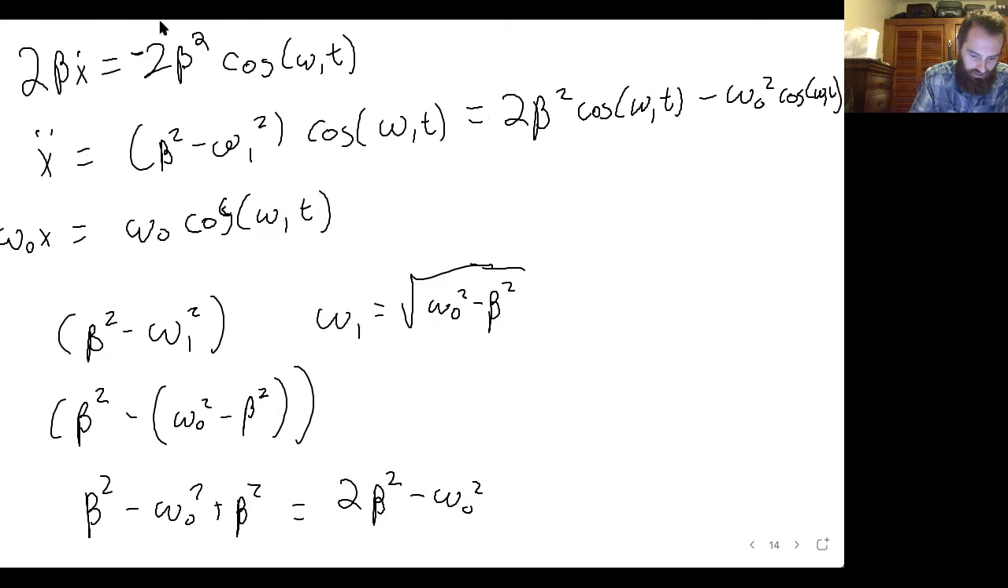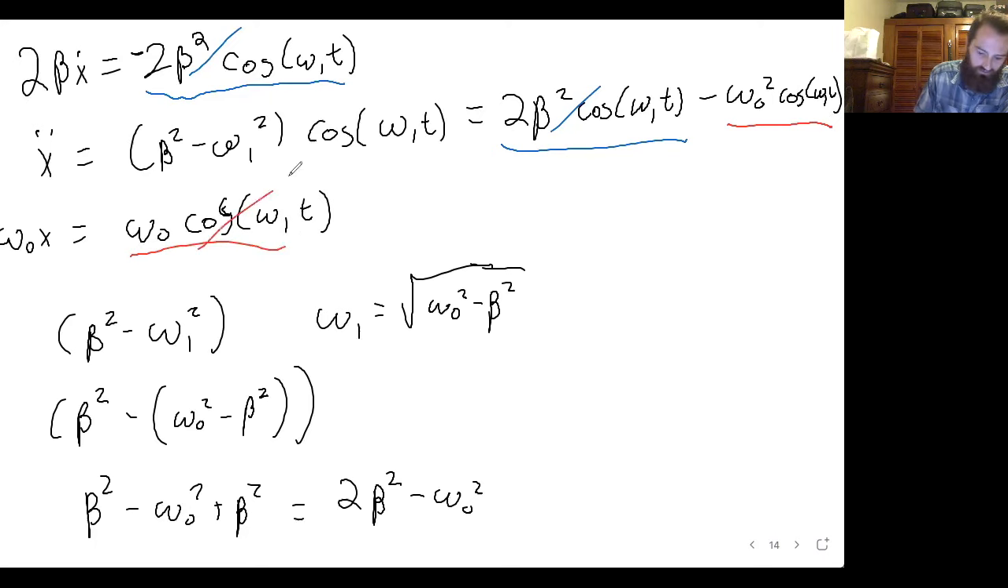Okay, so now you've got a negative 2 beta squared and a positive 2 beta squared, so those guys cancel. And then you've got a negative omega naught squared cosine omega 1 t and a positive one, so those cancel. And so you get 0 equals 0.